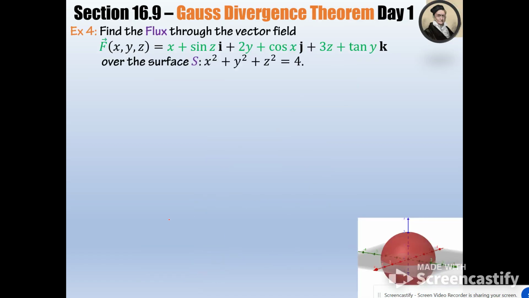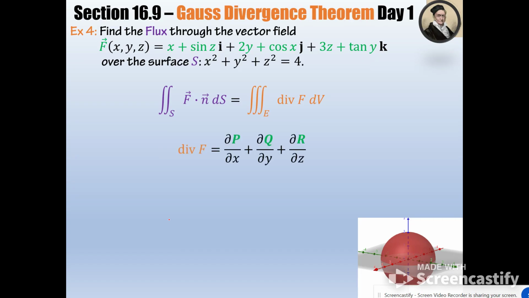All right, here we go. Last one. Find the flux through the vector field, yada, yada, yada, yada, which looks terrible, right? Doesn't that vector field look awful? Over the sphere with a radius of 2. So I'm not going to do a surface integral because I'd have to parametrize, find the normals, all that kind of stuff. I'm just going to do the divergence of my vector field, right? And the first term is x plus sine z, but the partial with respect to x is just 1. Partial of 2y plus cosine x with respect to y is just 2, and the partial of 3z plus tan y with respect to z is just 3. So I got 6.